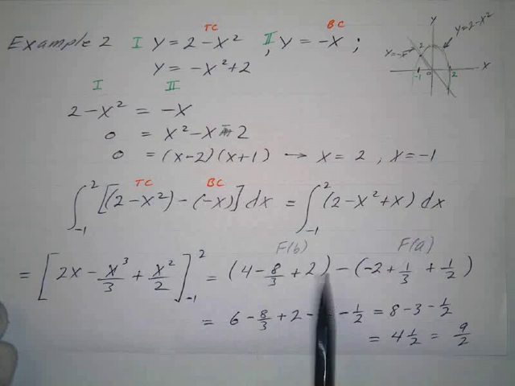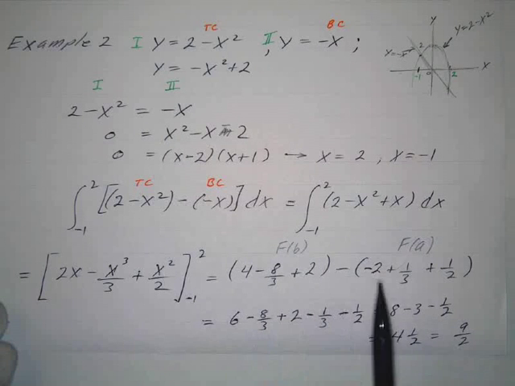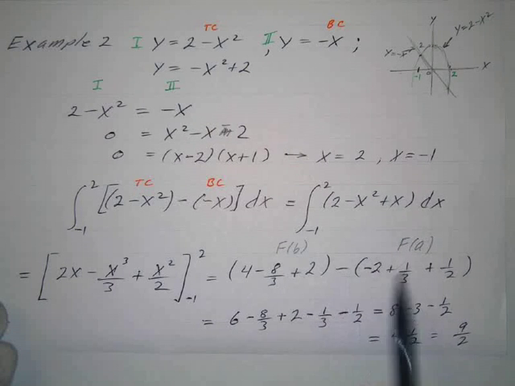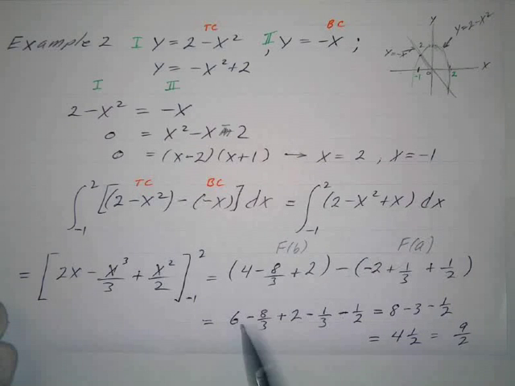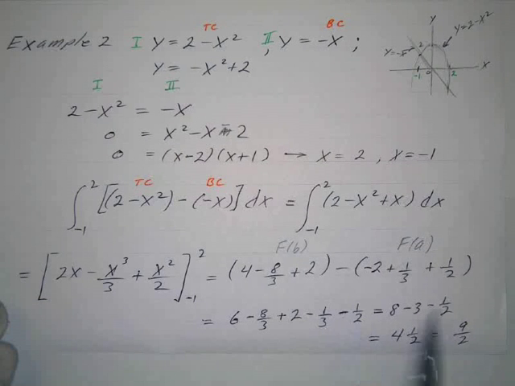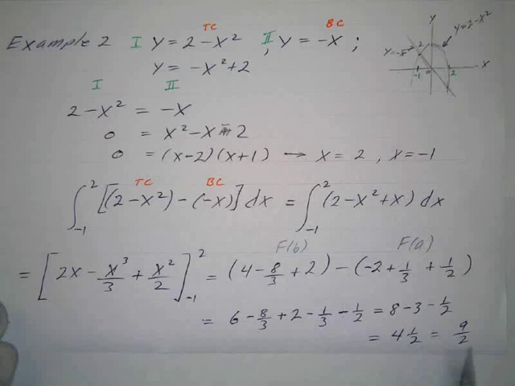And then 4 plus 2 is 6 minus 8/3. And then over here, this is a negative 2. I'm sorry, a negative times a negative is positive 2. And a negative 1/3 and a negative 1/2. And then 6 plus 2 is 8. And then negative 8/3 and negative 1/3 is negative 9/3, so that combines to be negative 3 and then negative 1/2. So 8 minus 3 is 5. 5 minus 1/2 is 4.5, which is 9/2.